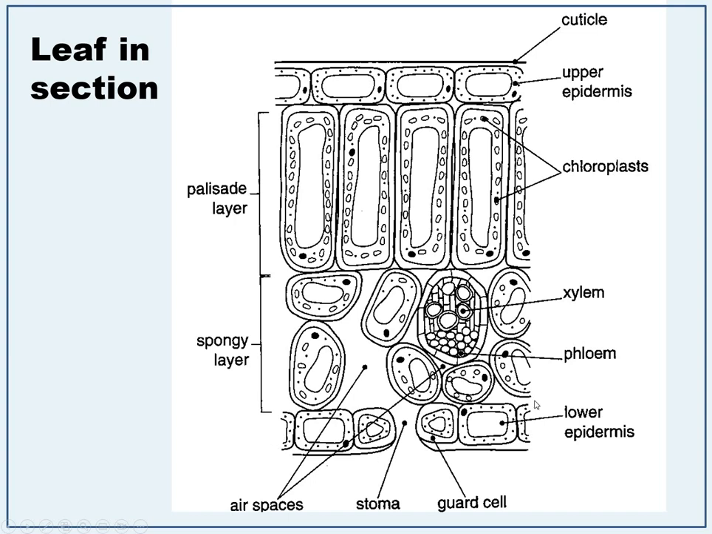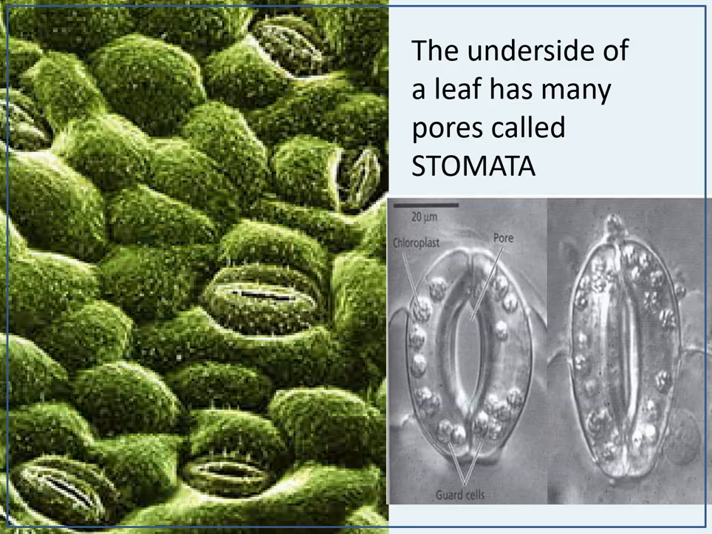On the lower epidermis, every so often you've got guard cells. The guard cells can open and control the stomata. The stomata are the little pores on the lower epidermis. You can sometimes find them on the upper epidermis, but they're mainly on the lower epidermis so that they are protected from the outside elements like wind, protected from evaporation from the sun, so less water loss.